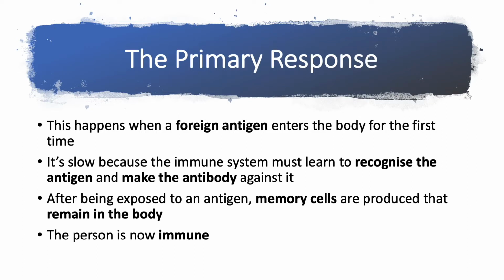The first thing we're going to look at is a primary immune response. When an antigen enters the body for the first time, it activates the immune system. This is called the primary immune response. The primary response is slow because it takes time for the immune system to recognize the pathogen and learn how to make the antibody against it. Remember that antibodies are specific to certain antigens.